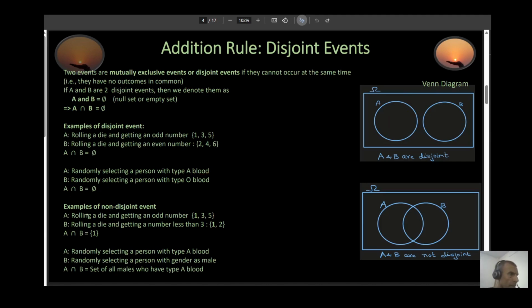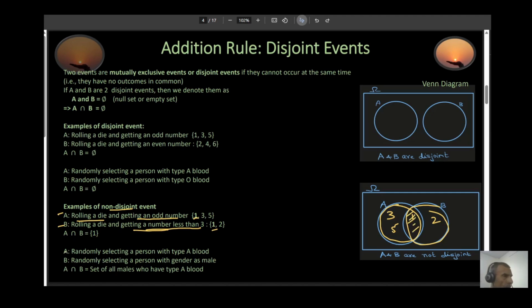Let's take a look at this example. Examples of non-disjoint events. A is rolling a die and getting an odd number, 1, 3, 5, and B is rolling a die and getting a number that is less than 3. So in this case, you can see 1 is a common element right here. If you represent this through a Venn diagram, this would be 3 over here, this would be 5, and your 1 is a common element. And for B, you're going to have 2 right here. So B has 1 and 2. This is my B, and my A is 1, 3, 5 right here. And you can see that 1 is a common element over here. So A intersection B is 1.